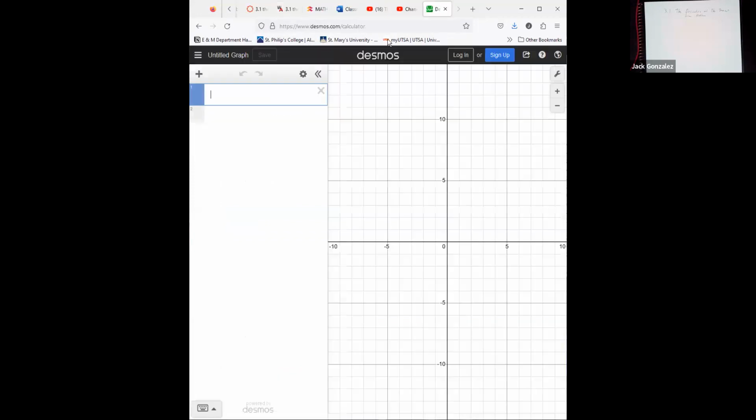All right. Let's pick a function from the homework. Maybe this one's cool. 4x cubed plus 2x squared.